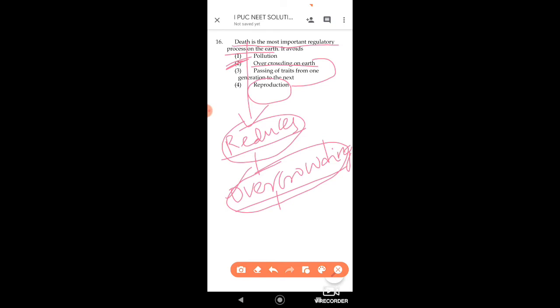Death is the ultimate termination of life or functional life. It is also important for vital ecological cycles. If death does not occur, then definitely the ecological cycles cannot work. So death becomes the important factor. Ecological cycles will not function without death. So organisms have to die, and when they die, overcrowding is avoided. So go for option 2.